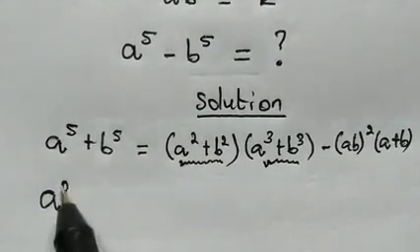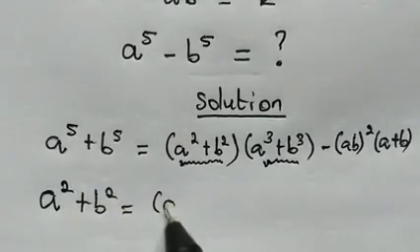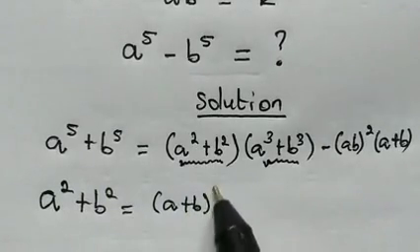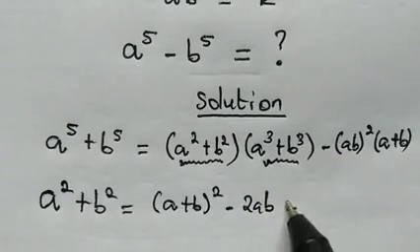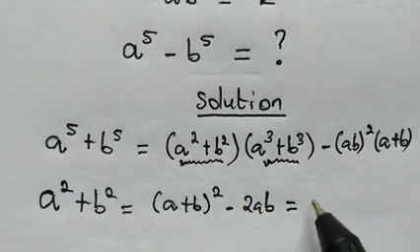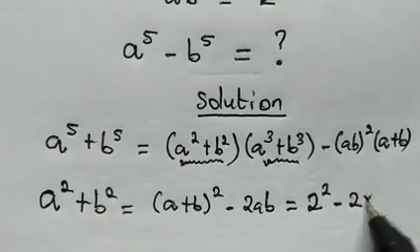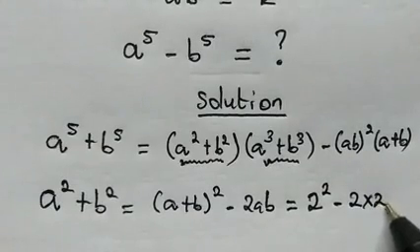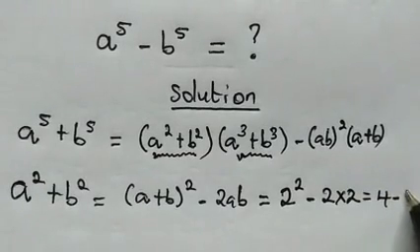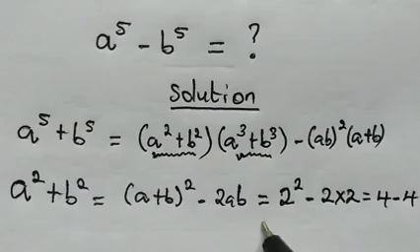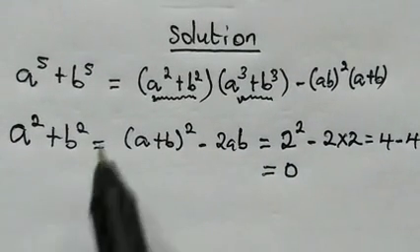So a squared plus b squared is equal to, we know, (a plus b) squared, then minus 2 times a times b. So this will be equal to, a plus b is 2, right? So we get 2 squared minus 2 times a times b, which is also 2. So we have 2 squared is 4, minus 2 times 2 is 4. So from here we can see that this is equal to 0, right? So now let's go back.